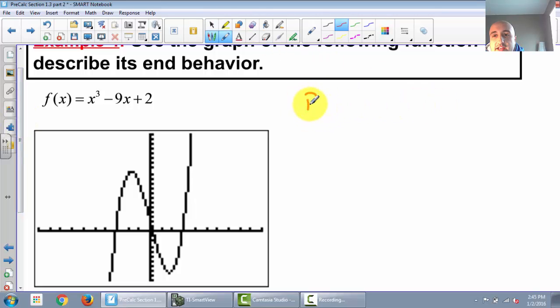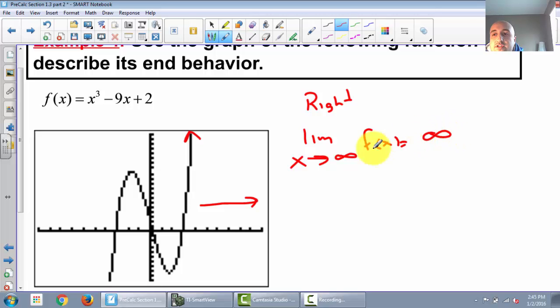So let's do the right hand side. The limit as x approaches positive infinity. So we're going to the right now. What's the graph doing when we go to the right? Well, it's going straight up off the screen. So your function is equal to positive infinity because it's going straight up off the ground. So here's our right-hand side answer.